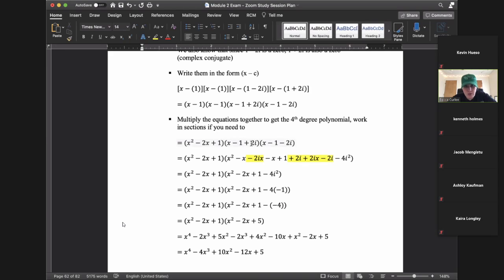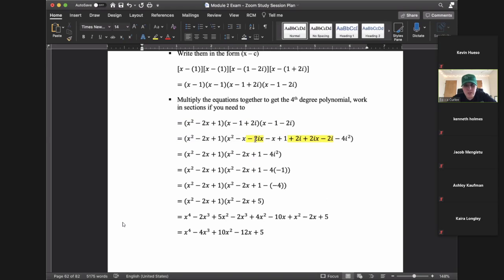And then we're taking this 2i and multiplying it by the x, so we've got plus 2ix. Then we've got plus 2i times negative 1, which gives us negative 2i. And then we've got 2i times the negative 2i, which gives us negative 4i squared. So all these terms highlighted will cancel out, and we can simplify. We've got x squared minus 2x plus 1 minus 4i squared.